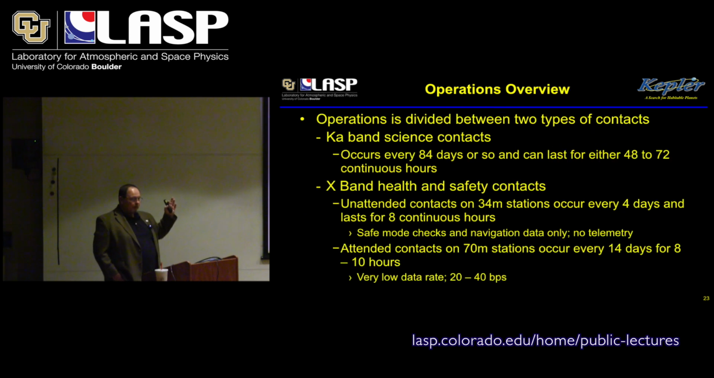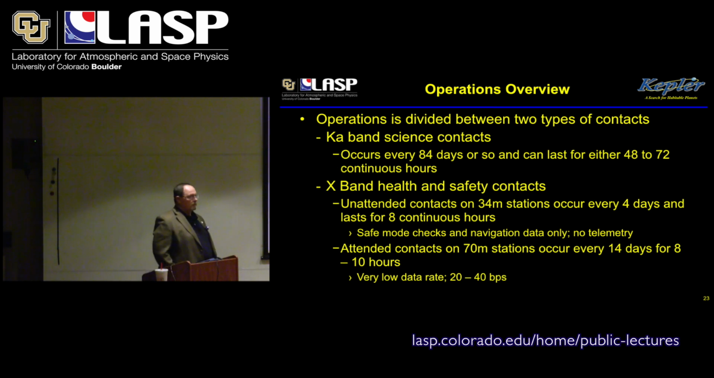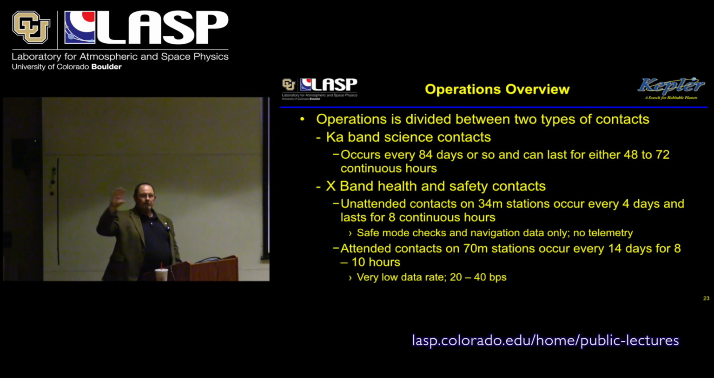So the thought process was we're going to divide the contacts between two different types. So we're going to be doing Ka band science contacts, which occurs about every 84 days. We actually take the spacecraft, point it towards the high gain antenna, towards the Earth, downlink the data, and that lasts about 48 to 72 hours. Because of the data rates.